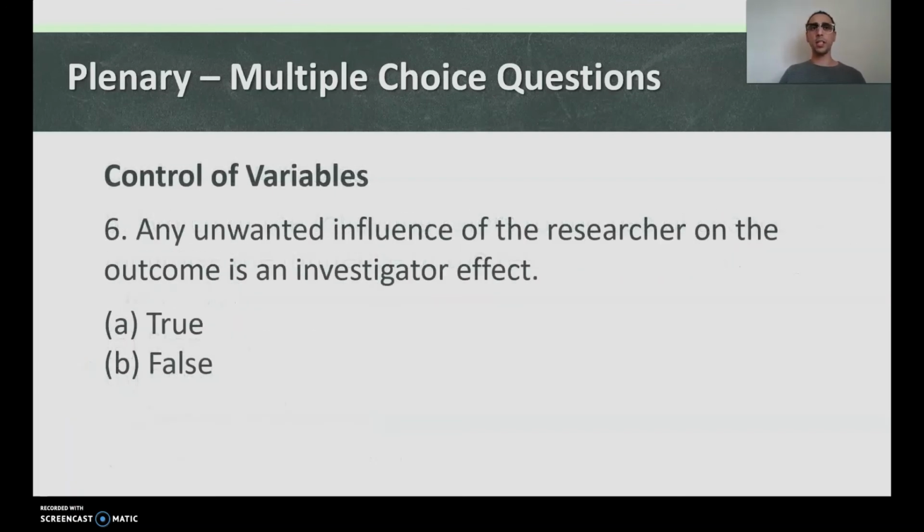Number 6. Any unwanted influence of the researcher on the outcome is an investigator effect. Is that true or false? Any unwanted influence of the researcher on the outcome is an investigator effect. True or false? I'm going to have to go with true. Yes, true, good. There we go.